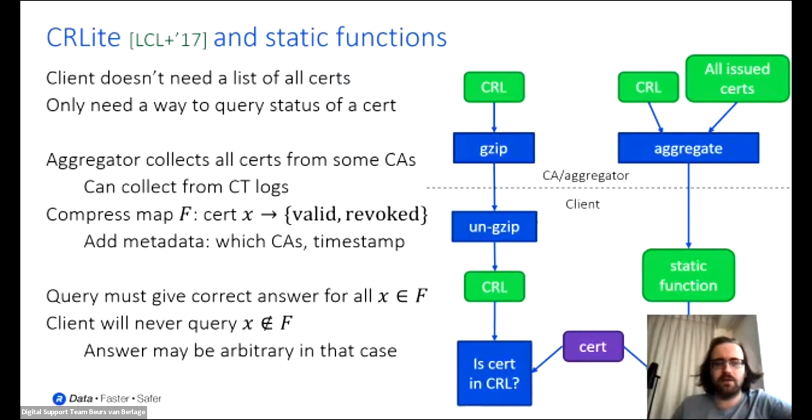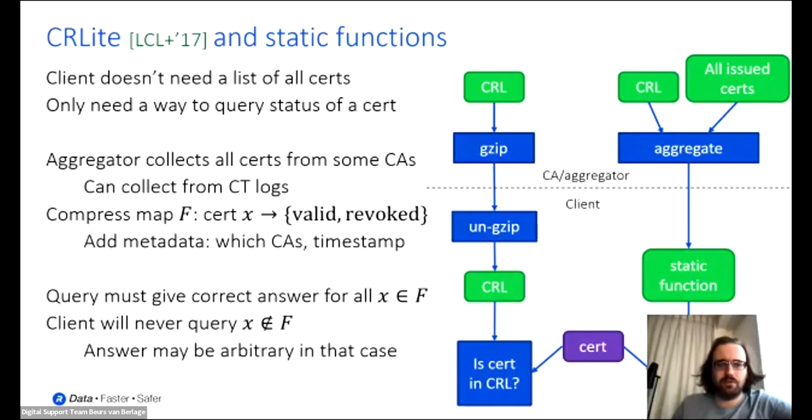What they need is a way to decide, given some cert that the CA issued, whether that cert is revoked or not. And the CA only issued a limited number of certs in a given time period. So this is in some sense a problem of compressing a function that takes a cert issued by some CA in a given time period and returns either valid or revoked.